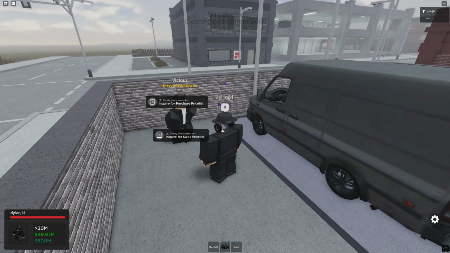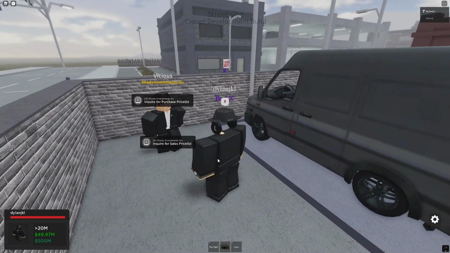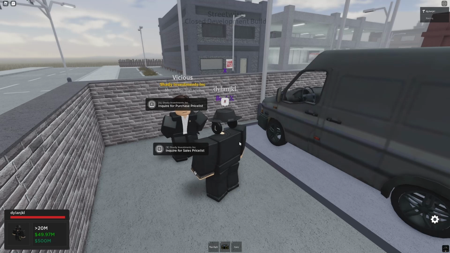This is going to be a quick tutorial on how to use the stock system or economy system in Streetwise. An advanced tutorial would probably take a bit too long, so let's just go into the basics. You'll see purchase and sales price lists. The purchase list is for how you're going to put stuff in the van, and the sales list is to sell stuff in the van.